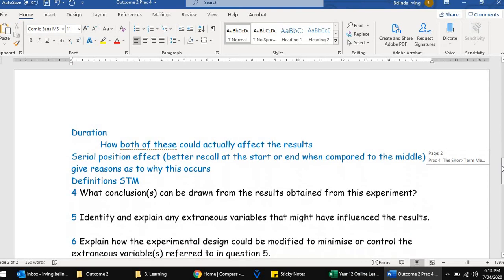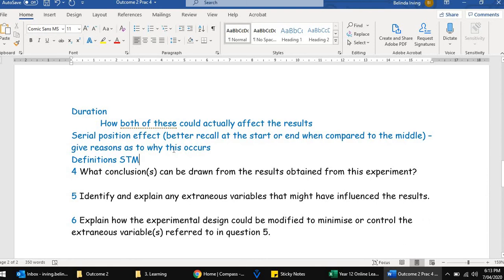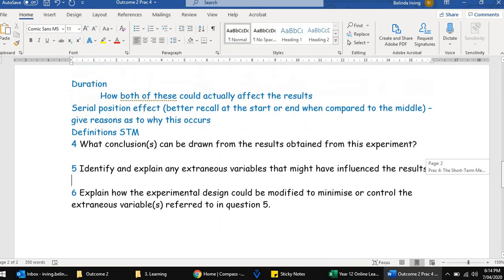Alright, and then what conclusions can be drawn from the results obtained from this experiment? You'd want to relate it back to what you've said up here. Alright, identify and explain any extraneous variables that may have influenced the results. Did you do it in a quiet environment? Did you try to recall them straight away? Did listening to this actually affect the results, because you got to see that list beforehand? Did you actually adhere to the experiment? There are quite a few extraneous variables. And explain how the experimental design could be modified to minimize or control the extraneous variable referred to in question 5. So what could you do to ensure that this is going to be done correctly? How can we fix the research is essentially what it's asking. And that is all you need to do for that one.